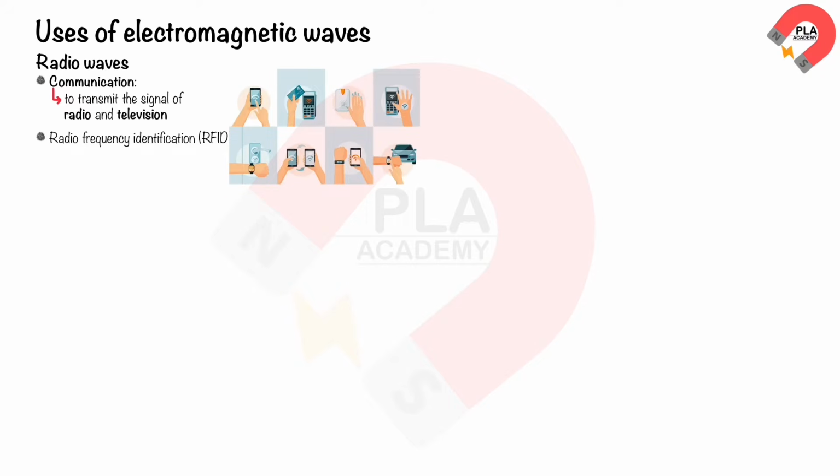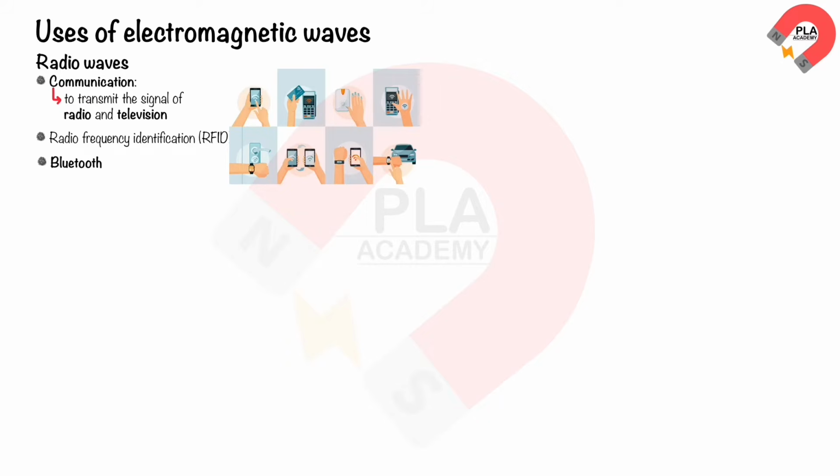Uses of electromagnetic waves. Electromagnetic waves have a variety of uses and applications. Radio waves. Communication. Radio waves are used to transmit the signal of radio and television. They are also used in cellular networks, GPS, and Wi-Fi. Radio frequency identification uses radio waves to identify people or objects. They are used in a variety of applications, such as inventory tracking, access control, and payment systems.